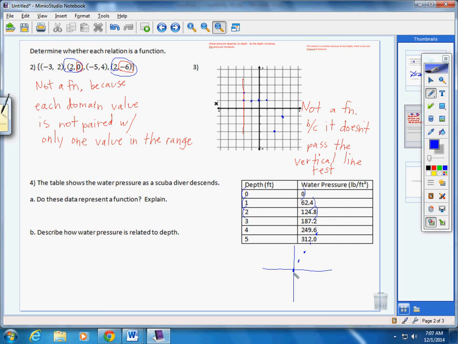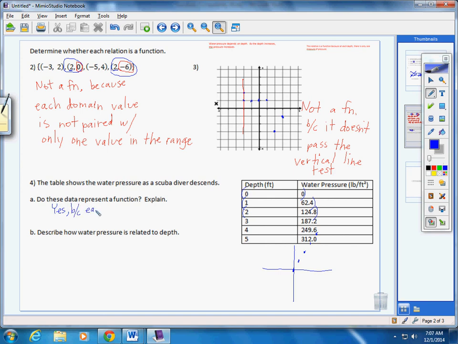If you're a more visual person, you need to see it on a graph. Graph each of the points, and then do the vertical line test. Put your pencil vertical on your paper, slide it across. Does it ever hit 2 of those points at once? The answer should be no, it does not, which means this data does represent a function, okay?